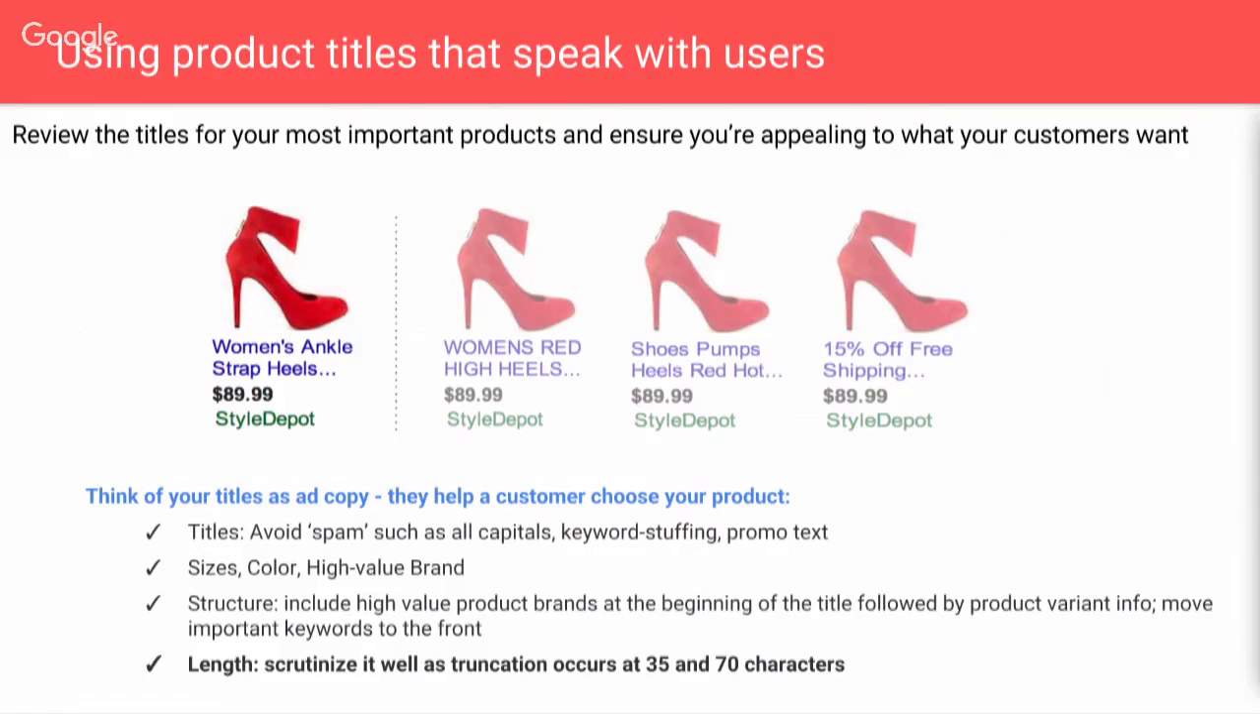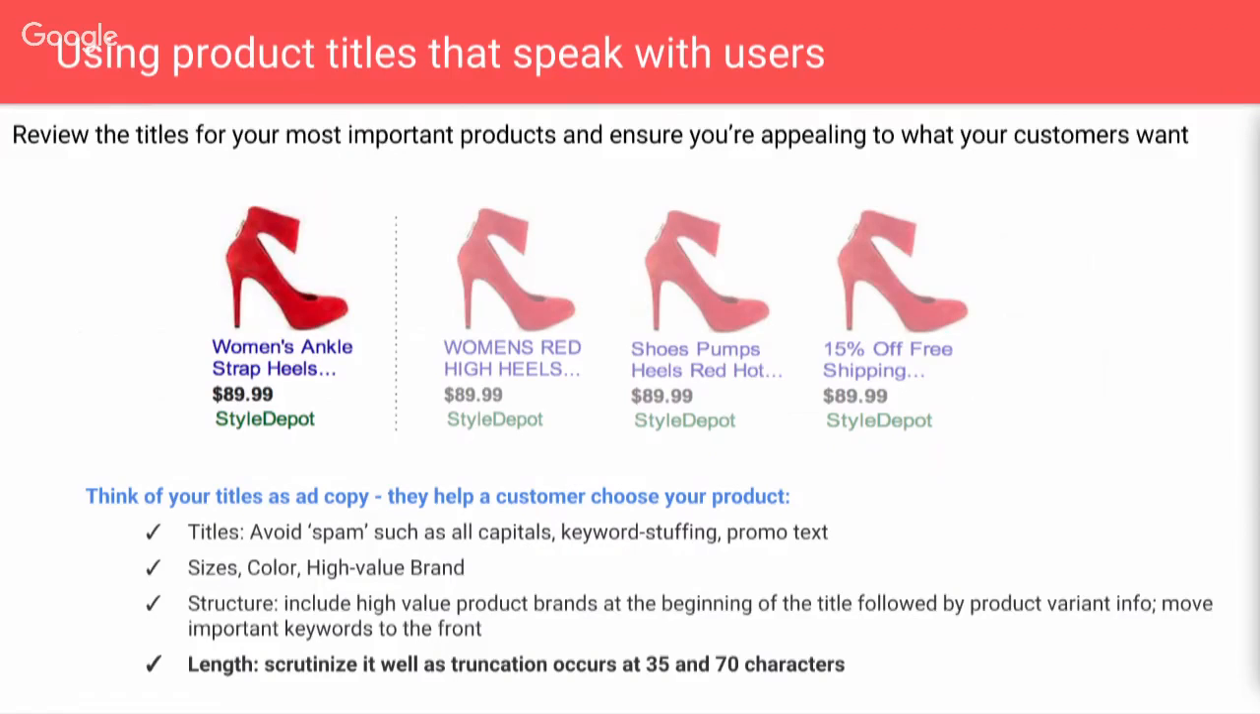If it's a high value brand like Gucci or Coach, we want to make sure that we're including that in the title. We want this at the beginning, followed by the product, and then make sure you have the more important keywords in the front. Remember, truncation does occur at 35 and 70 characters, so be mindful of that. That's why we want the highest value keywords toward the front.